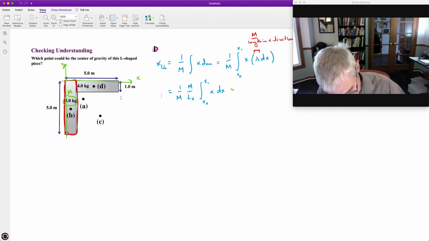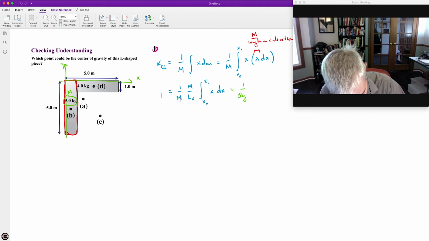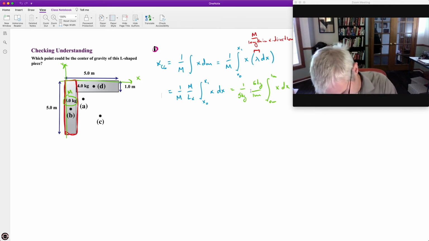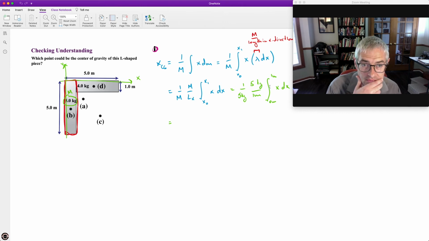So this thing, if we start to treat it how it is, you would get 1 over mass times the mass over the length in the x direction. You get 1 over 5 kilograms times 5 kilograms over 1 meter. And then I integrate from 0 meters to 1 meter times x dx. Okay. I'll be a little bit more careful on my 5 kilograms. Okay. So I plug that in.